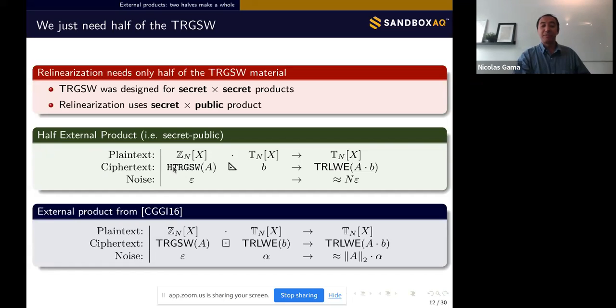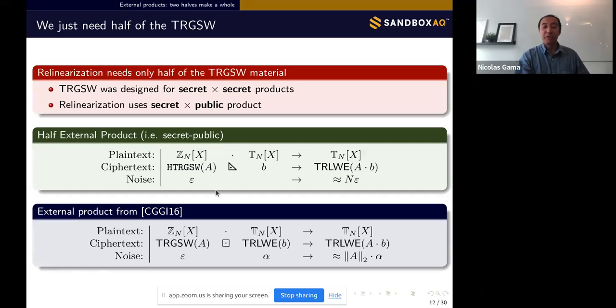So the half external product is a secret-public product, where A is a small secret integer polynomial and B is a public continuous polynomial on the torus. And we want to compute A times B. So if we do that, we only need half of the external product. If I represent the external product by a box square, then half of it is a triangle with a square.